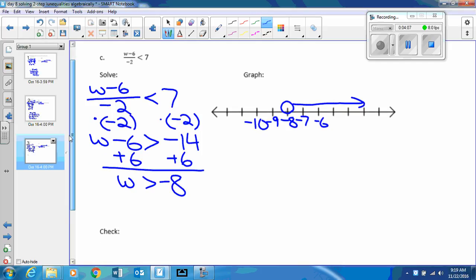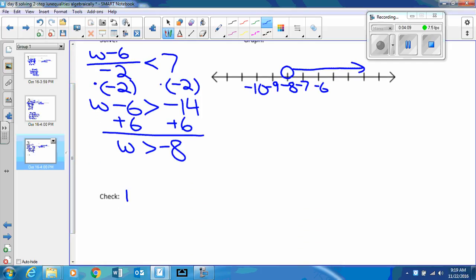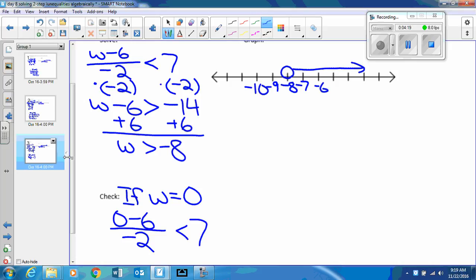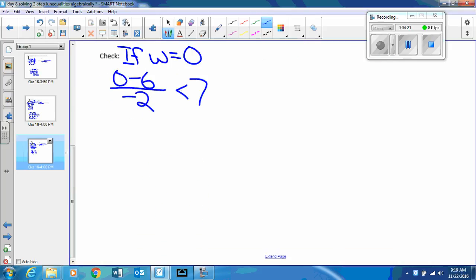For my check, I'm going to look and see what happens if w equals 0. I have 0 minus 6 divided by negative 2 is hopefully less than 7. When I simplify the left side, 0 minus 6 is negative 6. And negative 6 divided by negative 2 is positive 3. And 3 is less than 7.